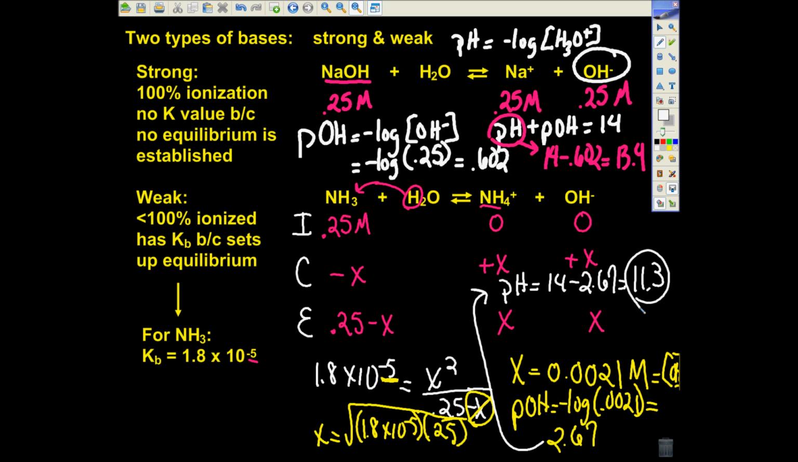So if you're looking at the same initial concentration here and comparing a strong base to a weak base, you can see that those values are quite different. For that strong base, the pH is much higher at 13 than it is for the weak base at 11.